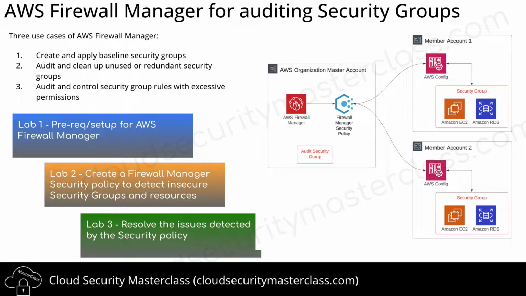In essence, AWS Firewall Manager has the following three use cases with respect to security groups. One, it can be used for creating and applying baseline security groups to AWS accounts and resources. Number two, it can be used for auditing and cleanup of unused or redundant security groups.